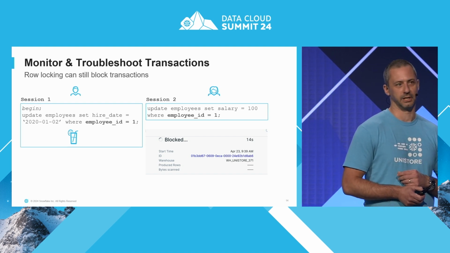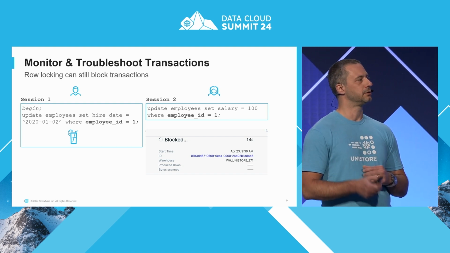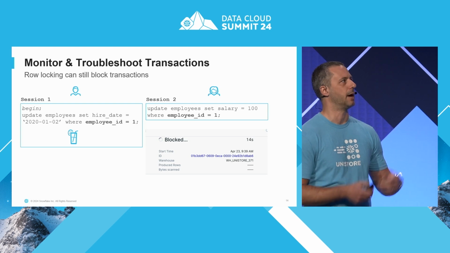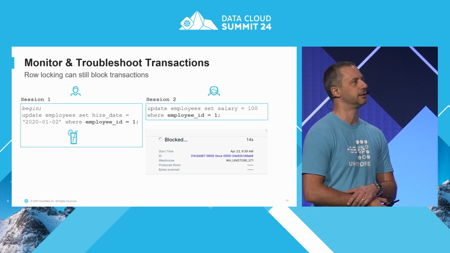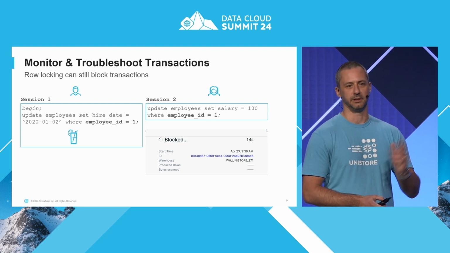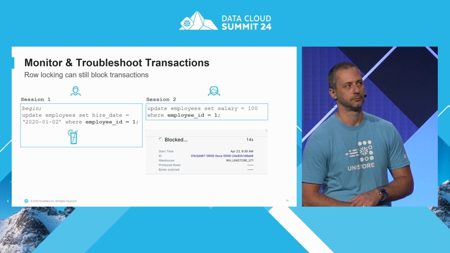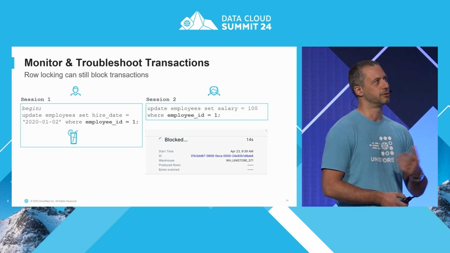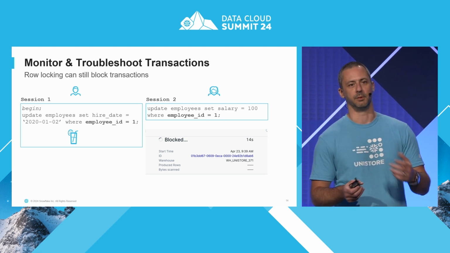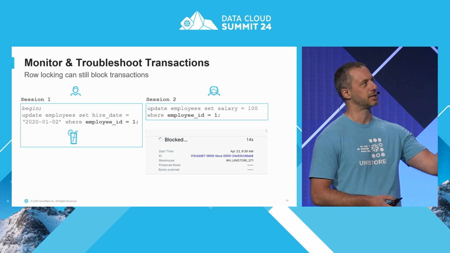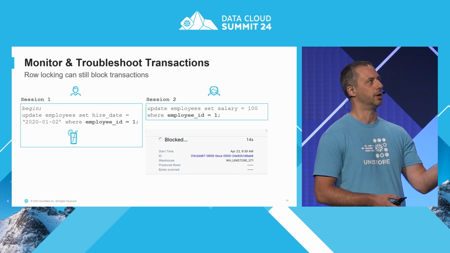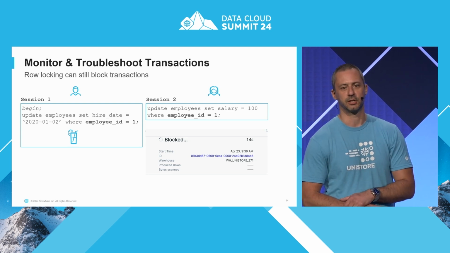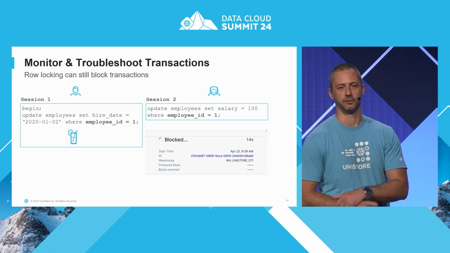So let's see the following example. In one session, a user begins a transaction and updates the hire date of an employee, and then instead of committing the transaction, goes for happy hour. In another session, a user tries to update the salary for the same employee, but because the first transaction held a lock on that row, the second statement has to block, waiting for that transaction to finish.